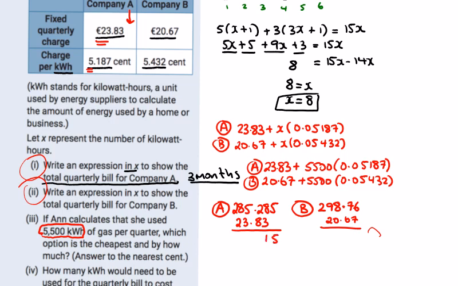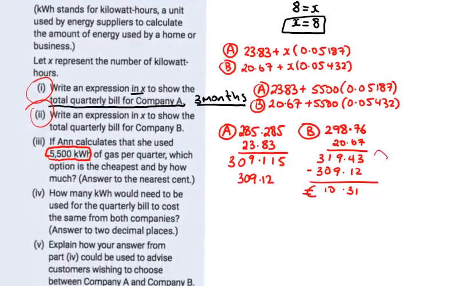We'll round this off to 309.12. And this one is 319.43. So the difference between these two, there is a saving to be made. 10.31, just 10.31 savings. So I presume that's what they asked next.